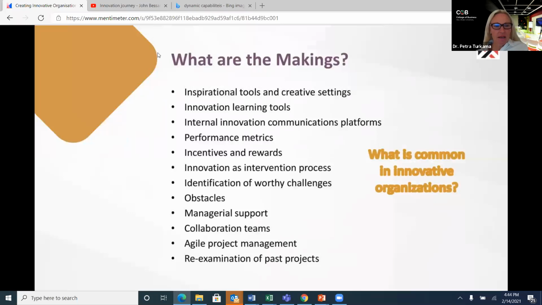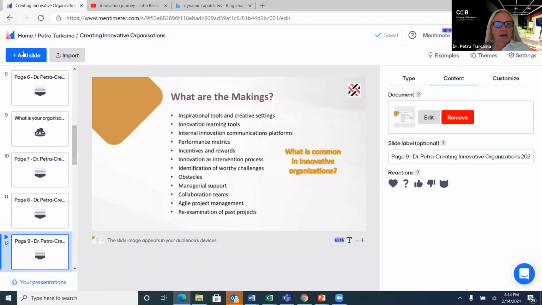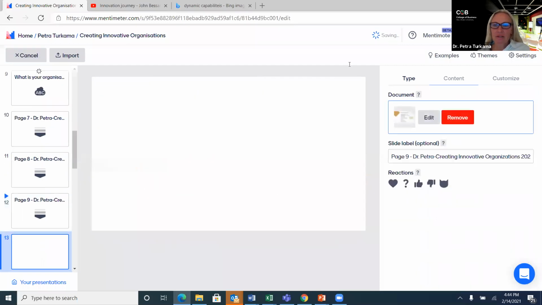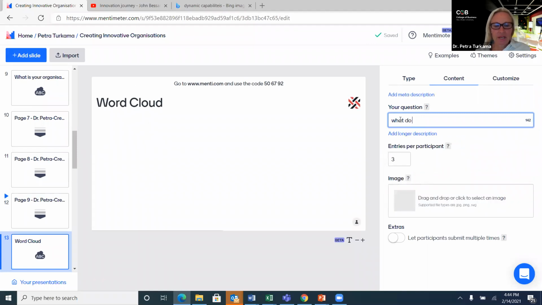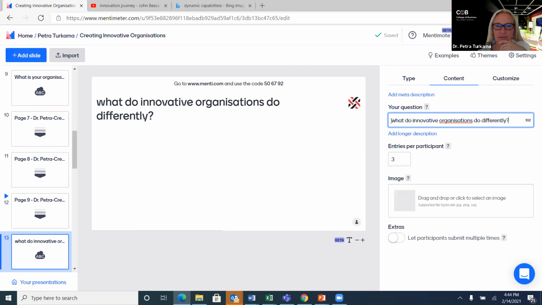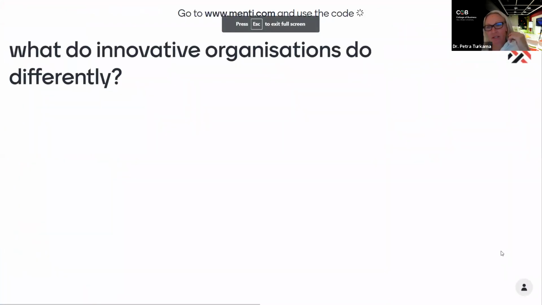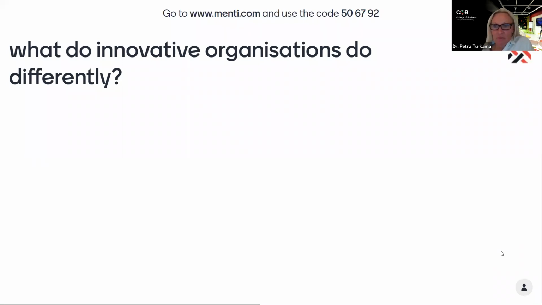But let's take another question on this. What is common for these innovative organizations? What do innovative organizations do differently? What makes them better? It's just a list of things that we should have in the organization. Either we can have them or we can claim that the organization does. But what would be the magic ingredients, that X factor that makes some of the organizations more innovative? I have a couple of ideas, but let's see what we come up with.